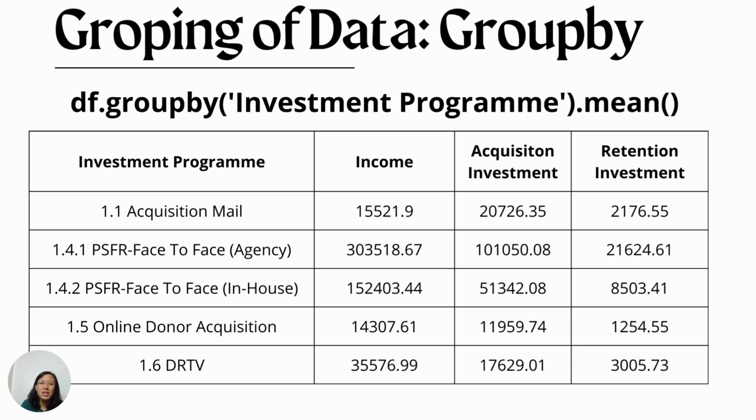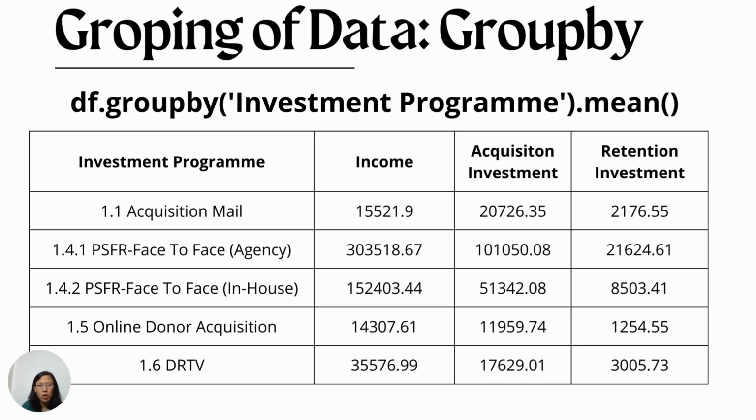So this gives you more accurate data, and it gives you a clear idea based on your goal. From this data, if you look at only the income, we can see the face-to-face agency provides the highest average income compared to the rest. Now let's see what we can do further with the group by. If we just do the df group by investment program, the data will be grouped based on the investment program, and then the average value will be calculated for all numerical values.